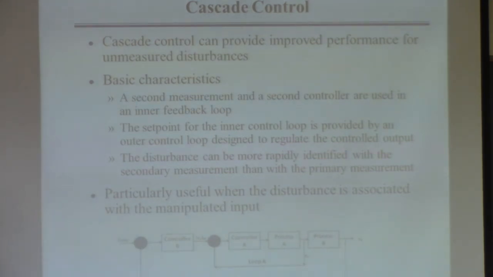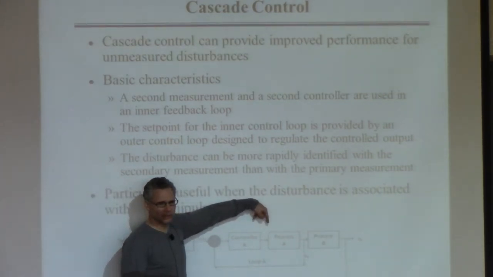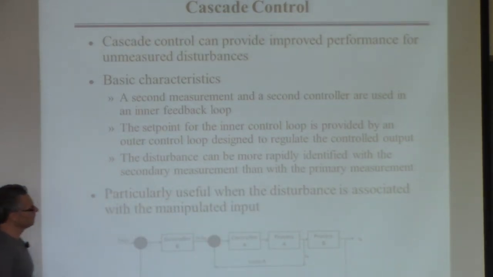And what's not shown in this picture, which would be really nice if it were, is that you can imagine some disturbances enter this inner loop because they affect this process, and some enter this outer loop and affect this process. So this is going to be really effective if the disturbance enters this inner loop somehow. Okay? So we're going to go through this in great detail.